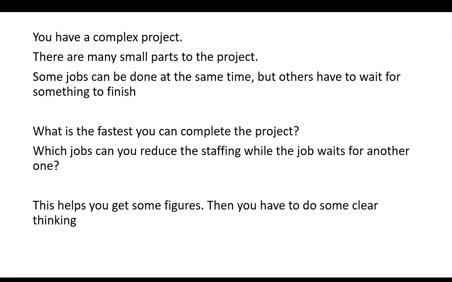So you have a complex project, there are many small parts to it. Some of those jobs can be done at the same time, but others have to wait for something else to finish. You need to find out what's the fastest that you can complete the project. Will it be done by a certain deadline? You can also decide which jobs you can reduce staffing on or pay on while you wait for another job or while you put hours onto another job. This helps you get some figures, but then you need to do some clear thinking once you have the calculations.